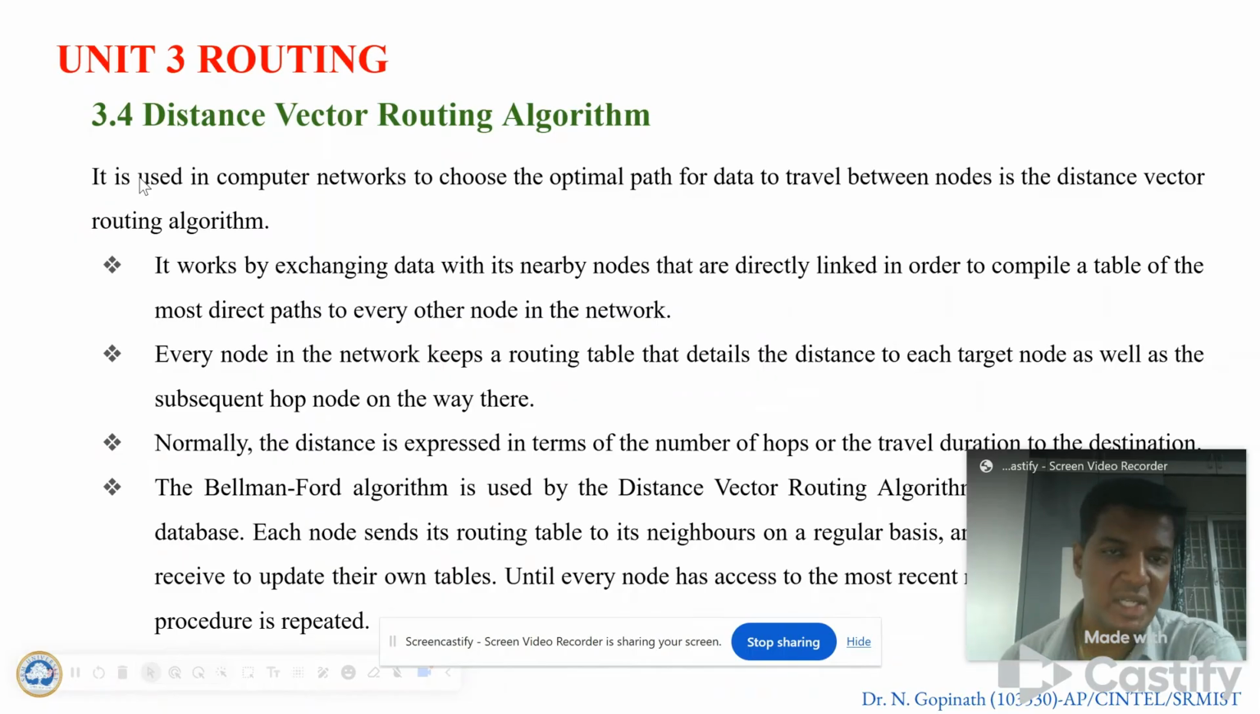First, we will move on to the distance vector routing algorithm. Distance vector routing chooses the optimal path for data to travel between nodes. It works by exchanging data with its nearby nodes that are directly linked in order to compile a table of the most direct paths to every other node in the network. Every node in the network keeps a routing table that details the distance to each target node as well as the subsequent hop node on the way there.